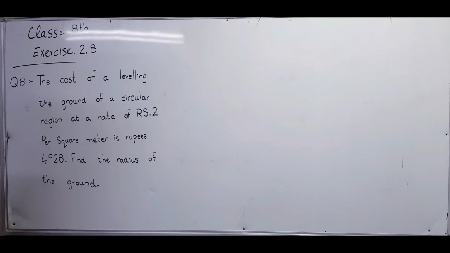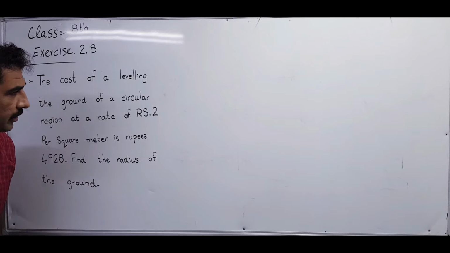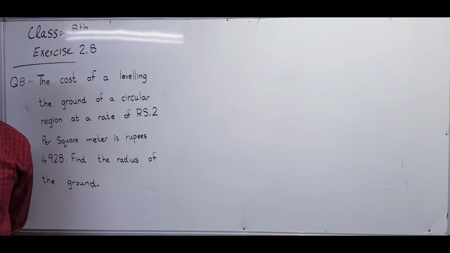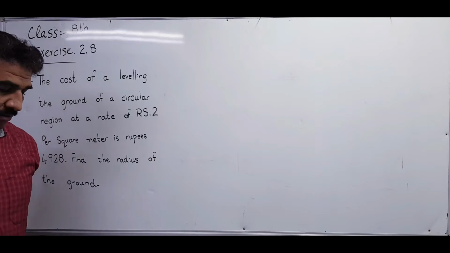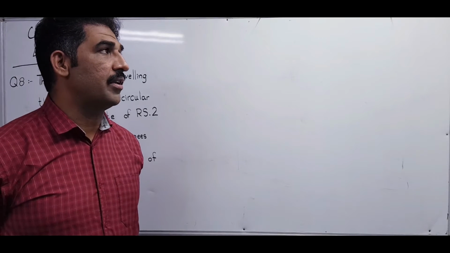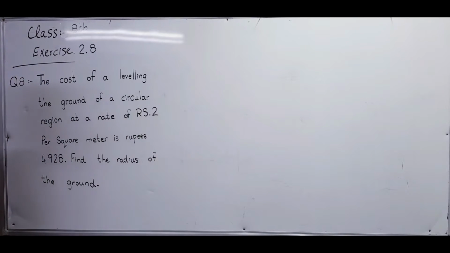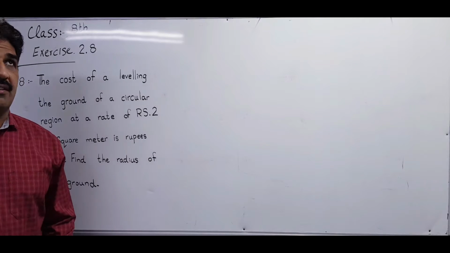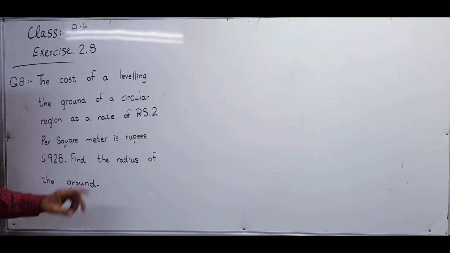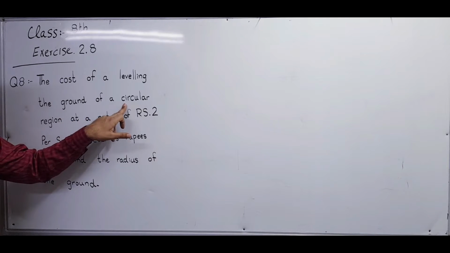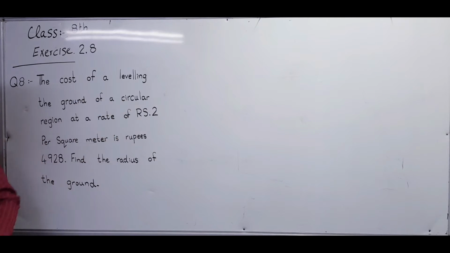आज का हमारा लेक्चर है एक्सरसाइज 2.8 क्वेश्चन नंबर 8। बिफोर दैट आई एक्सप्लेन दैट हाउ टू फाइंड द square root or how to calculate the length of the side of a rectangle or the length of the side of a square. But today our shape is not a rectangle or a square, it is a circular shape.